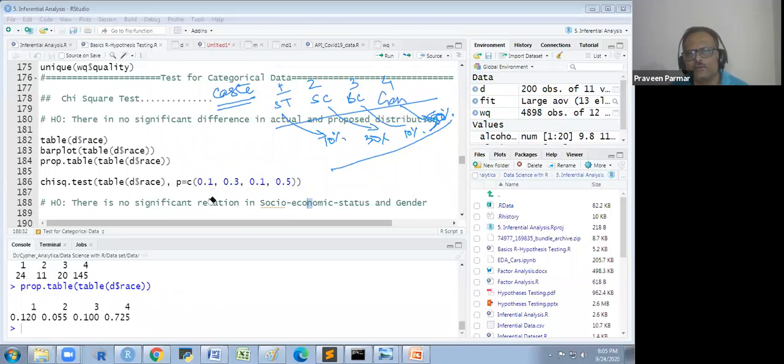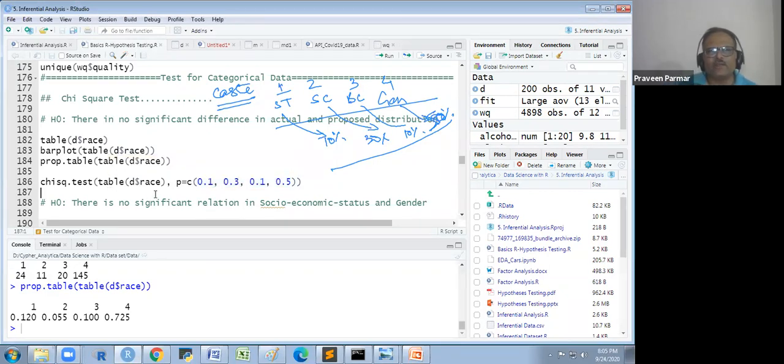Is there any doubt? It is the government norms, and in some department they want to know whether there is a significant difference or not. Whether this probability distribution is fitted here or not. So this test is the chi-square test. We have three types of chi-square test.